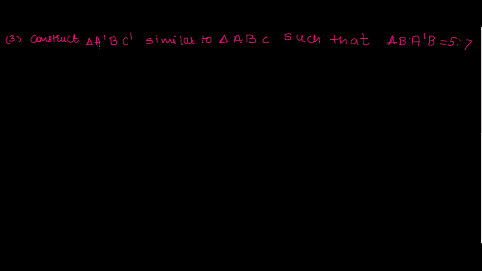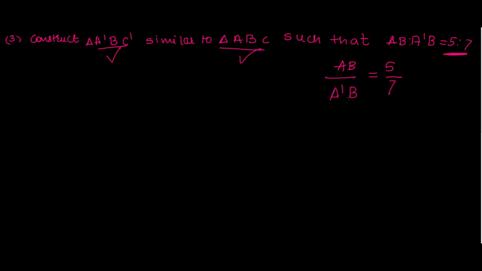Construct triangle A'BC' similar to triangle ABC such that AB to A'B is 5:7. Now the ratio is different. Now we will consider these two triangles to be constructed. So the ratio is AB upon A'B as 5/7.